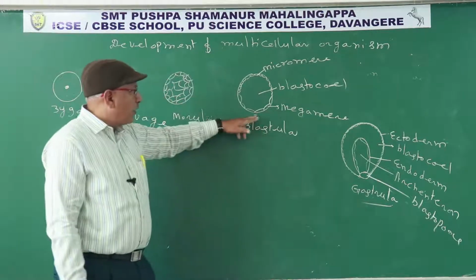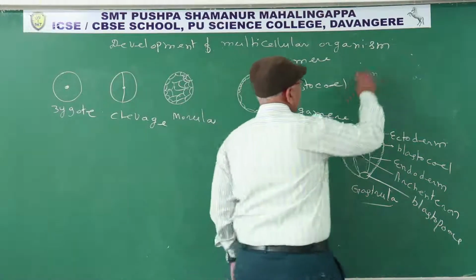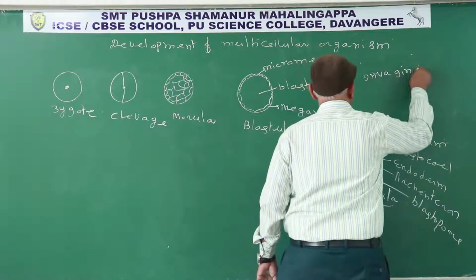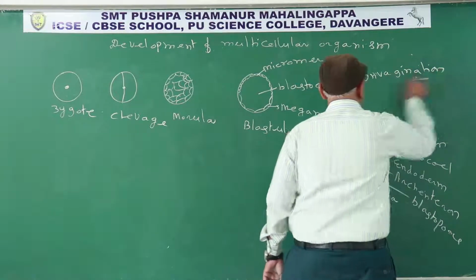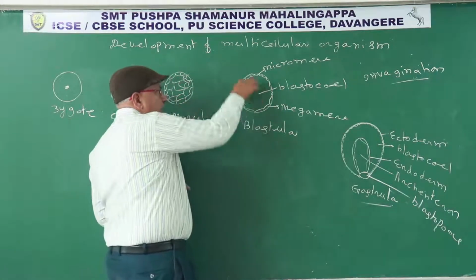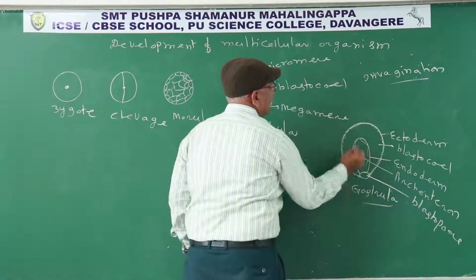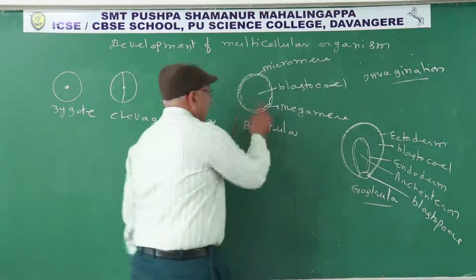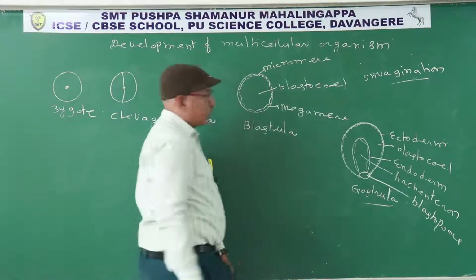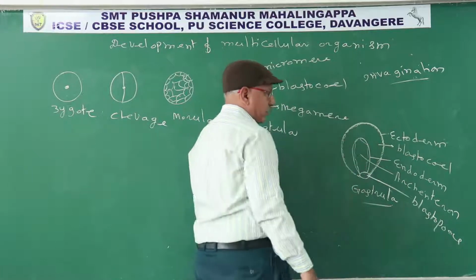Next, the megameres invaginate. What is invagination? Fold inwards. Megameres fold, so due to folding of megameres, another cavity is formed. In the blastula only one cavity is present, that is blastocoele. Due to invagination of megameres, two cavities are formed.